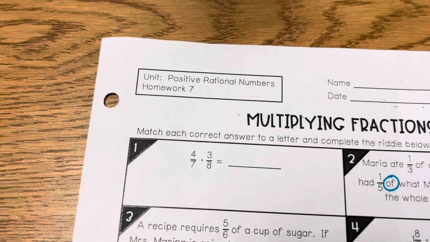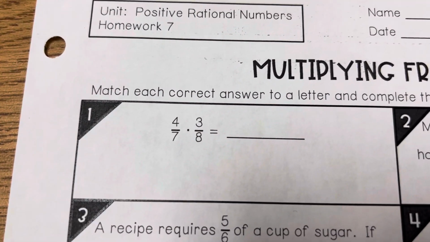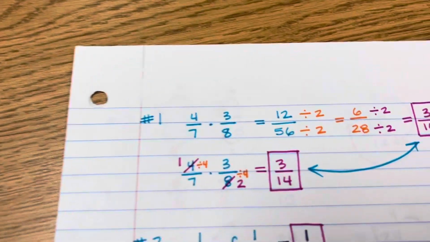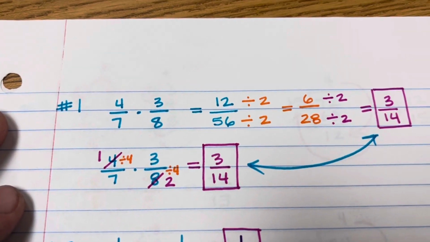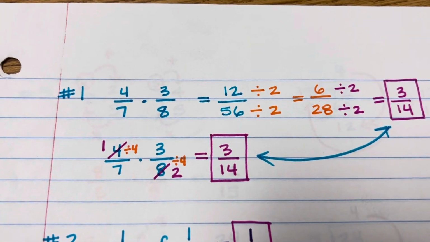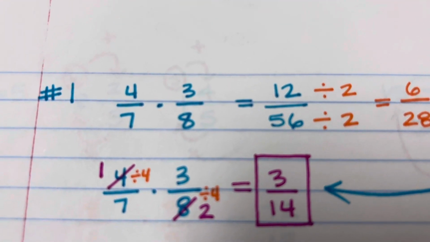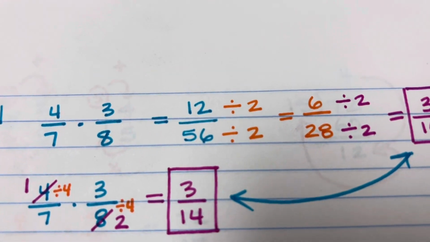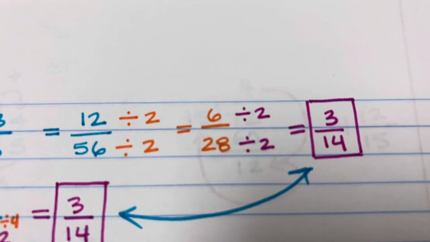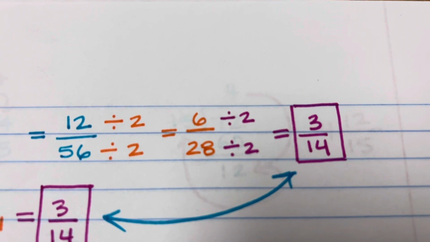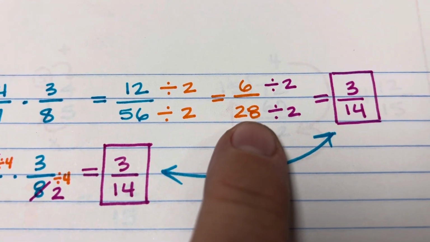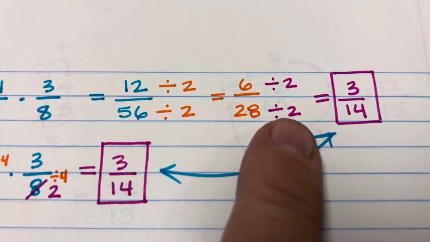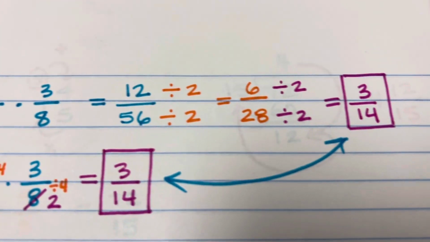We're multiplying fractions, and 4/7 times 3/8, those are proper fractions, so they are ready to multiply. You don't have to change anything. You multiply your numerators straight across. 4 times 3 is 12, 7 times 8 is 56, but that's not simplified. So you can see here on the top I'm simplifying the fraction, dividing both by 2, but it could still be simplified further, so I divided by 2 again. Got it down to 3/14.